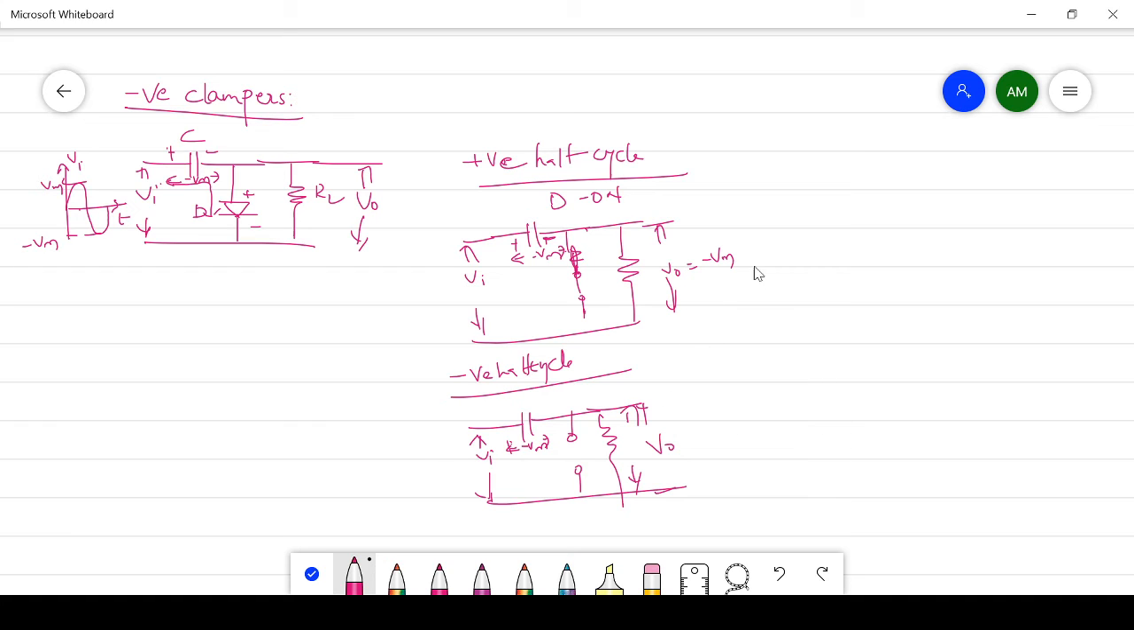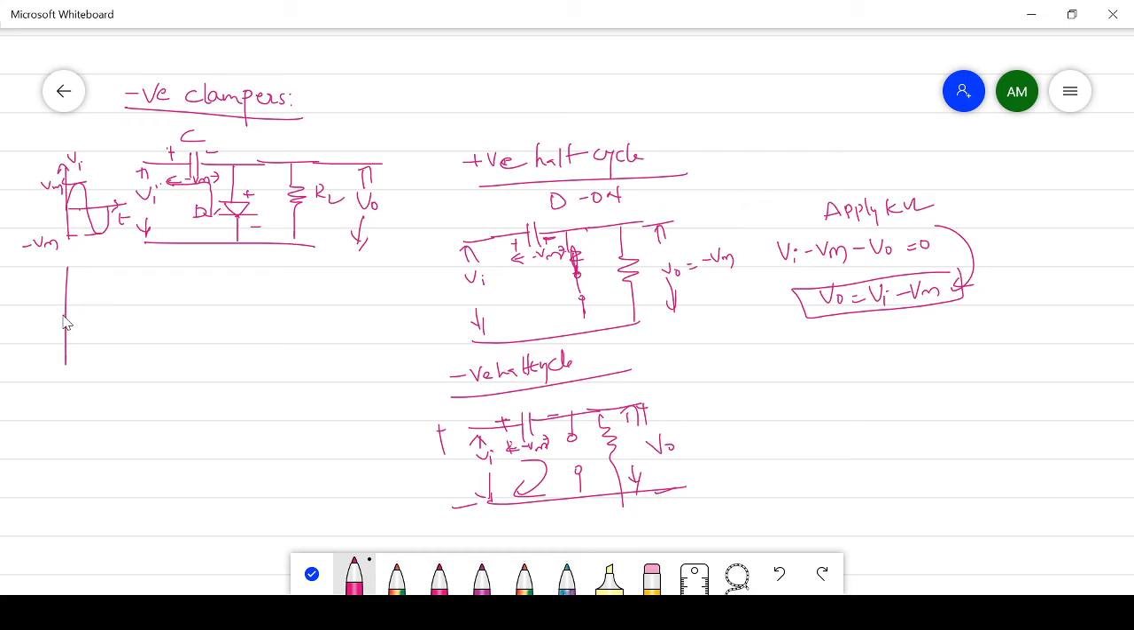So now apply KVL to the circuit. This is the current direction, plus minus plus minus. Whenever the current enters the negative terminal, we get the positive voltage Vi. Next, at the positive terminal, whenever the current enters the positive terminal, we get the negative voltage, that is minus Vm. Next, minus V0 is equal to 0. So V0 is equal to Vi minus Vm. Applying KVL, we get this equation V0 equals Vi minus Vm. Using this equation, we can draw the waveform.